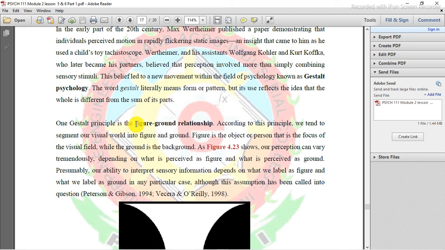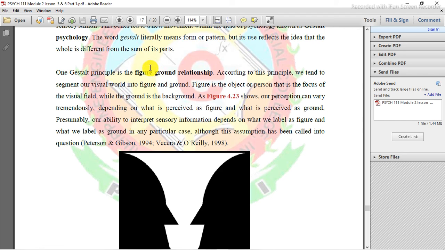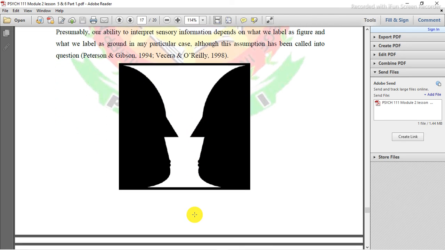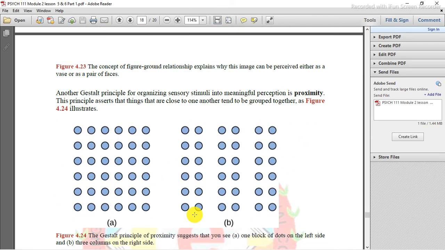According to this principle, we tend to segment our vision into figure and ground. So, ito yun. Parang na-divide natin to. Dito para siyang base, at ito parang mukha. Yun yung nakikita natin. We segment. We divide. And of course, another gestalt principle for organizing sensory stimuli into meaningful perception is proximity. So, proximate siya. Even though may space dyan, alam natin na proximate siya, na number lang. Okay?